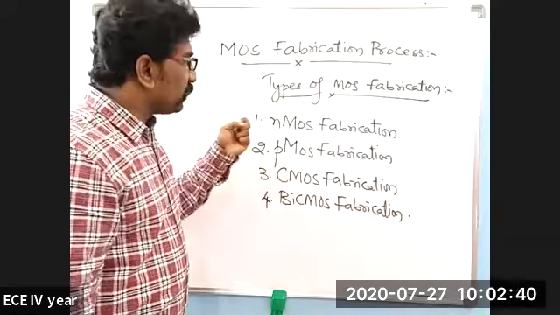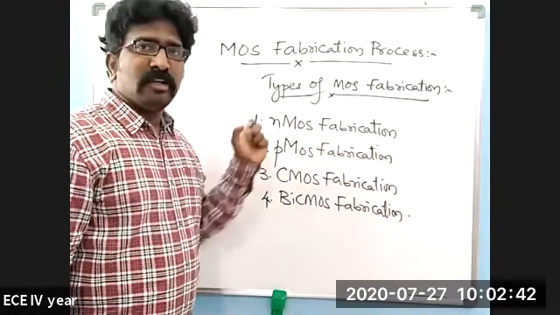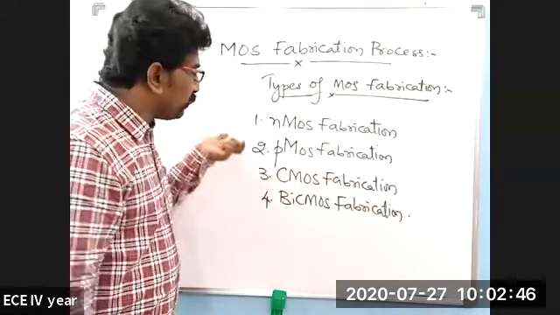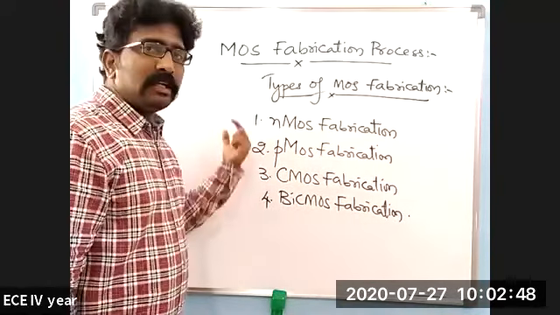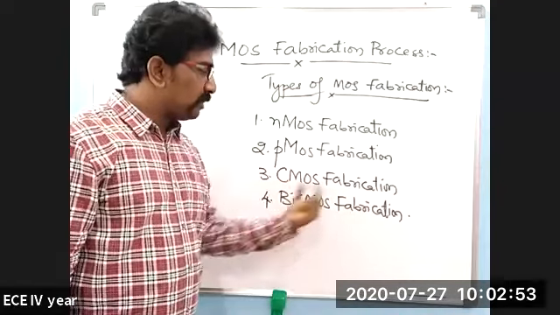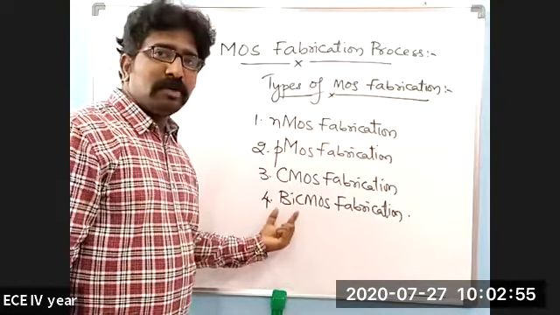The first one is the N-type MOSFET fabrication. The second one is the P-channel MOSFET fabrication. The third one is a sandwich of these two, that is PMOS and NMOS together, which is CMOS fabrication. And the fourth one is BiCMOS, which is formed by using CMOS technology and BJT technology.